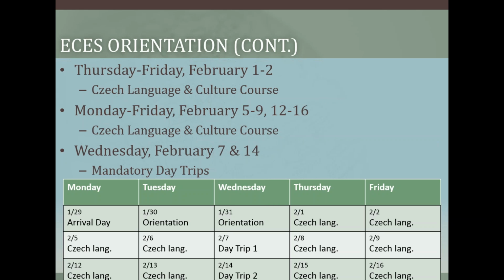The rest of orientation is made up of mostly your Czech language class and also 2 day trips. So you can see in the calendar at the bottom of the screen how the orientation period will look. You can see that the first Thursday and Friday, and then the following 2 weeks, Monday, Tuesday, Thursday, Friday, are your Czech language class.